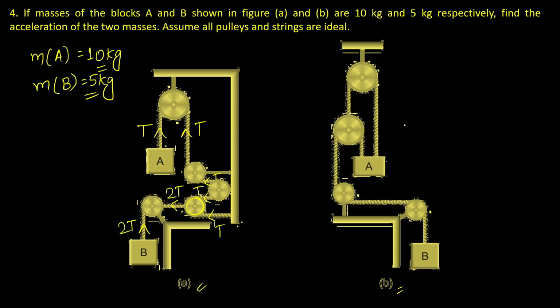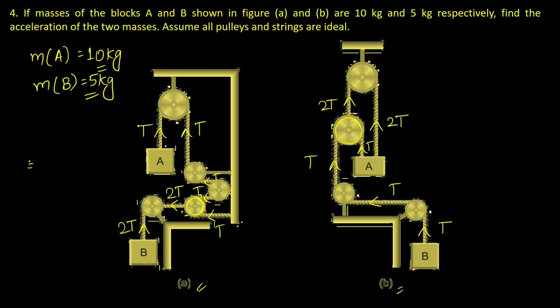Similarly for this case, let this be T. Then it will be T, same string, T, T. Now this is T, this is T. Force balance for this pulley, this will be 2T and this will be 2T. So this is how you need to locate the tensions in this string.